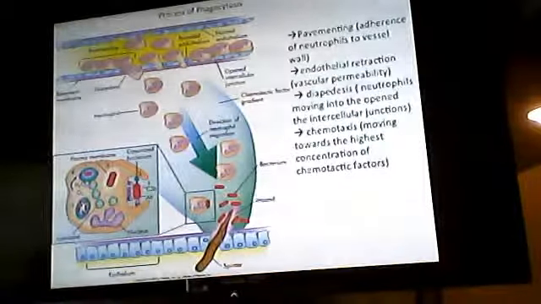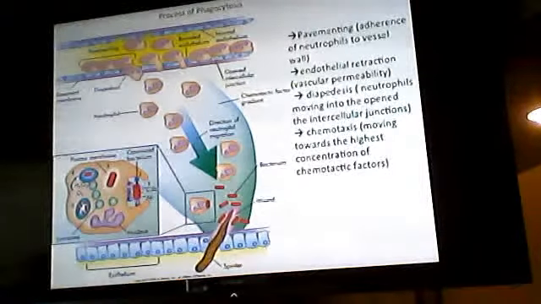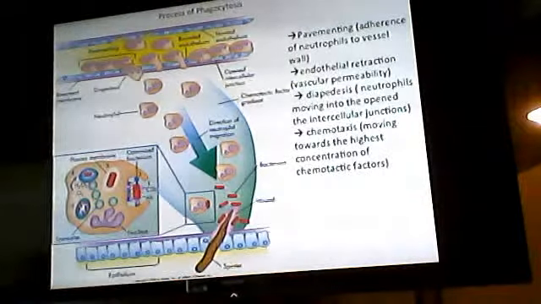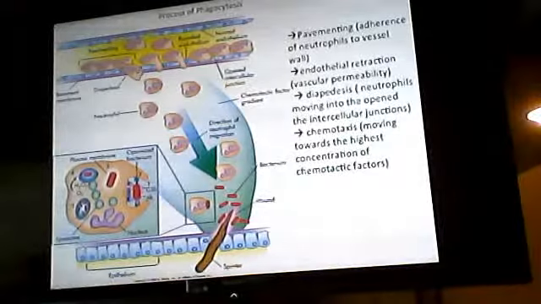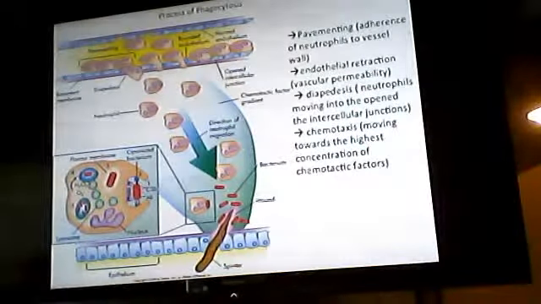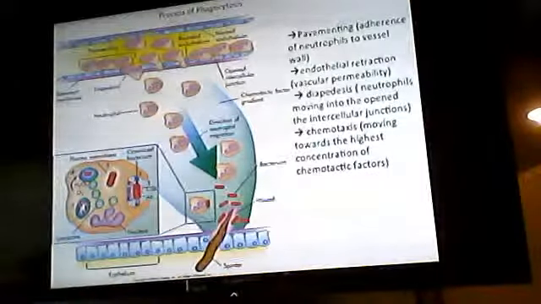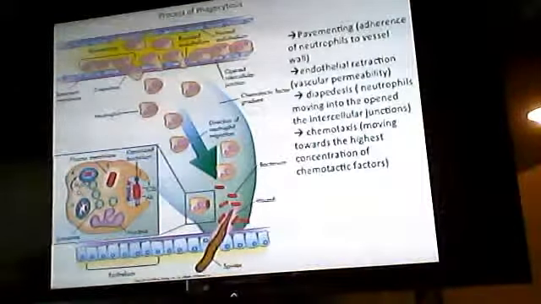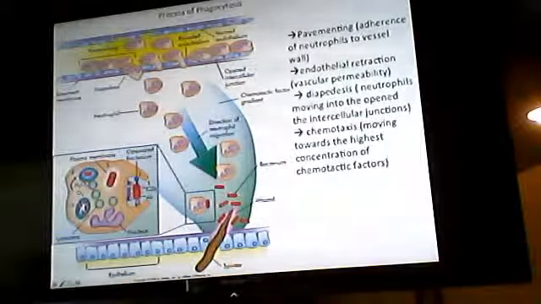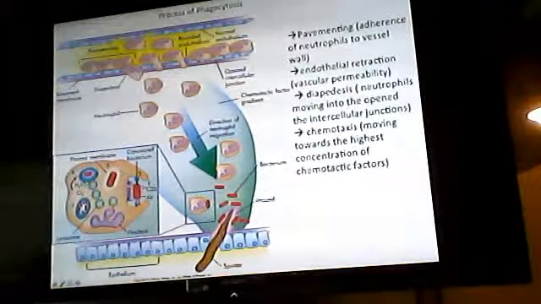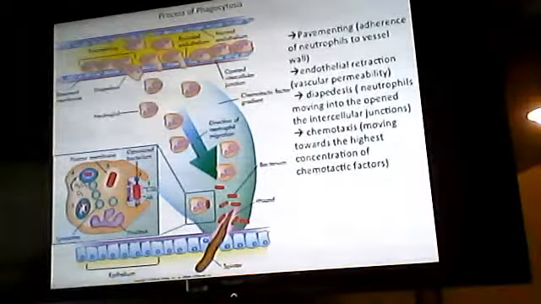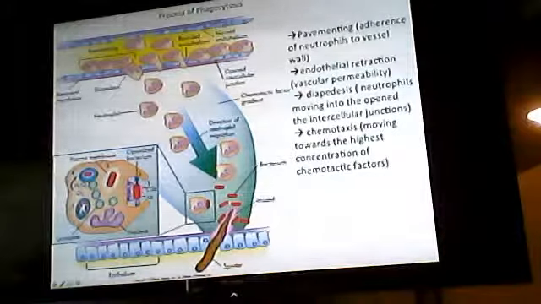Now the process of phagocytosis and how neutrophils work. Let's say neutrophils sensed that there were chemokines in this area. So we've got our cellular layer, and we've got the wound. And as diagrammed here, what's called pavementing occurs. The neutrophils get up to the blood vessel wall, and they're like, okay, we're ready to see what's going on.